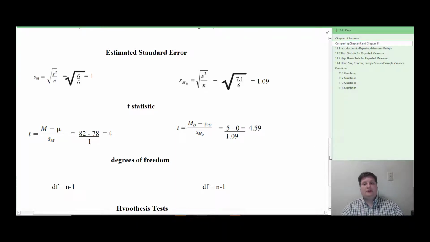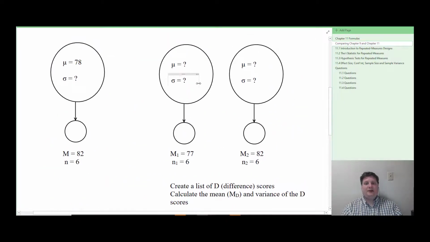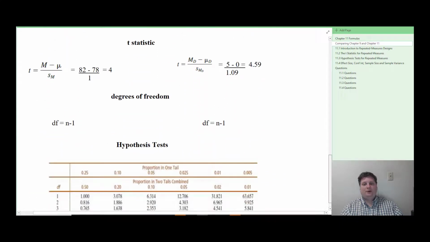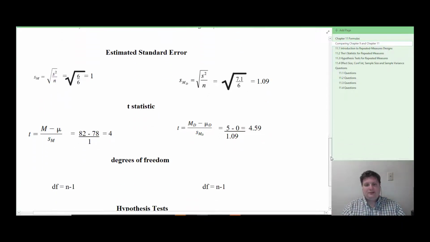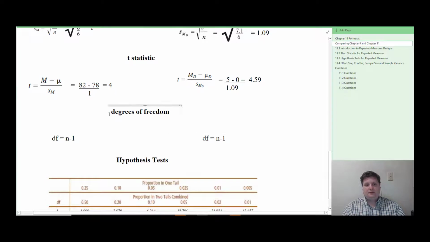Just to be clear here, it's the average of the difference scores minus the expected average, and the expected average, the null hypothesis, is that there's no difference. There's no difference between before and after, so that becomes a 0, divided by the estimated standard error. So again, incredibly similar. And this might be surprising: degrees of freedom is n minus 1.